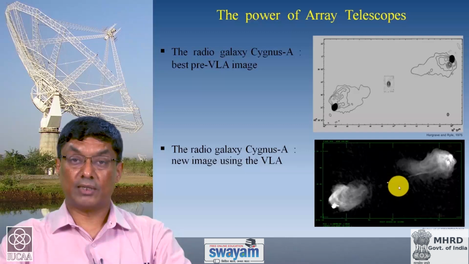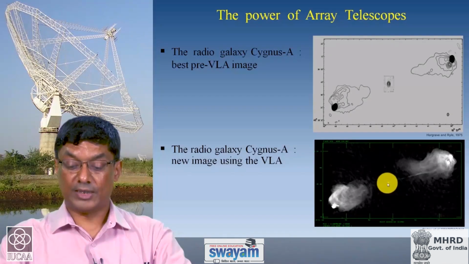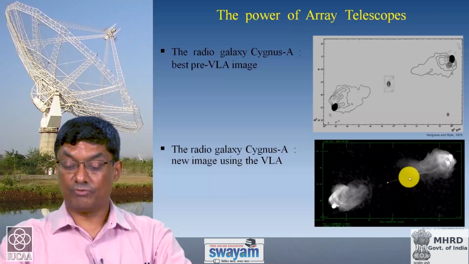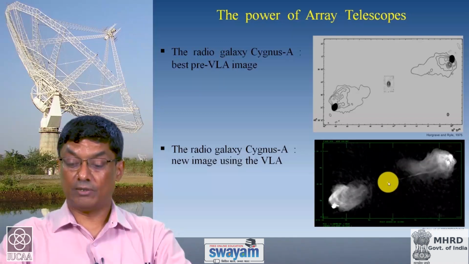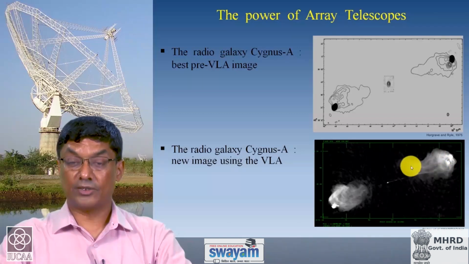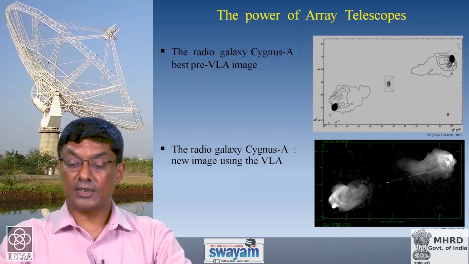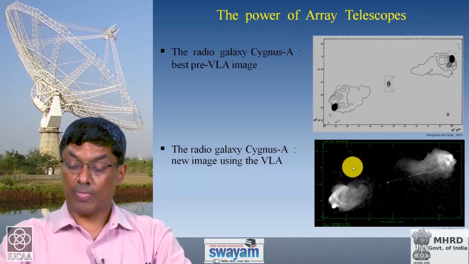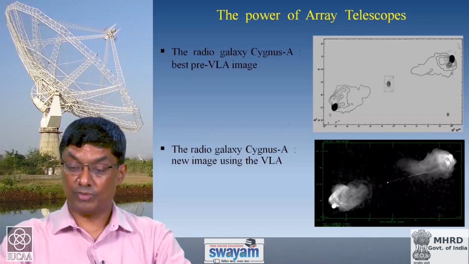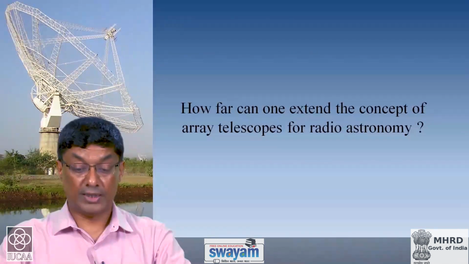That means this has a much higher resolution. You can make out that the object at the center is a very small compact object. You can make out a jet of radio emission from the central core of the object to the lobes of the radio galaxy, and you can see much more detailed structure in the lobes of the radio galaxy. So, this just illustrates the view that these large aperture instruments provide in radio astronomy.